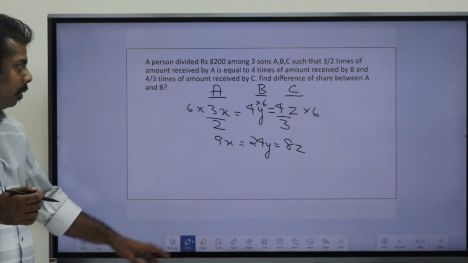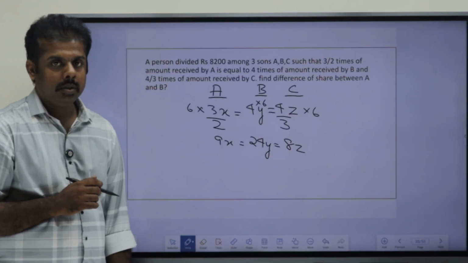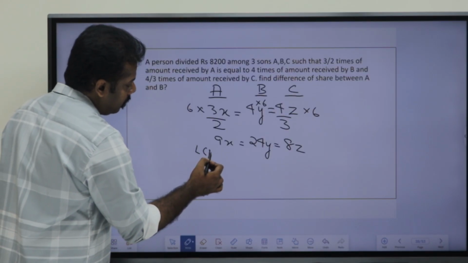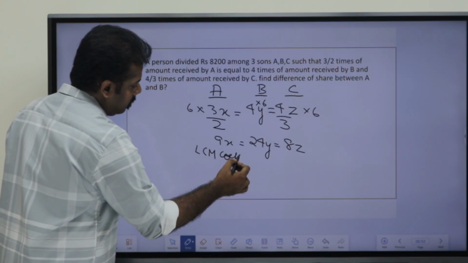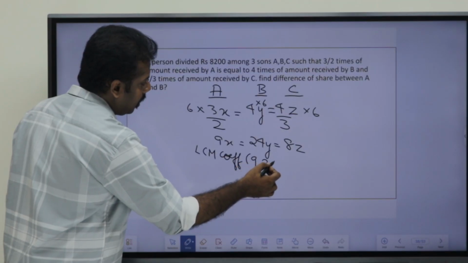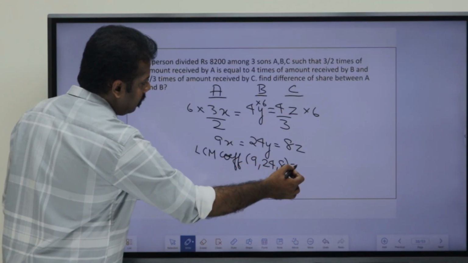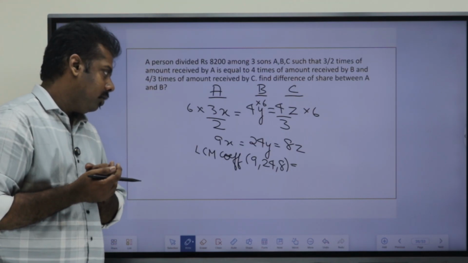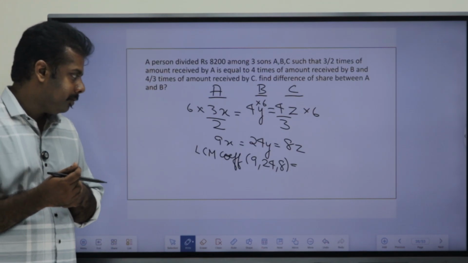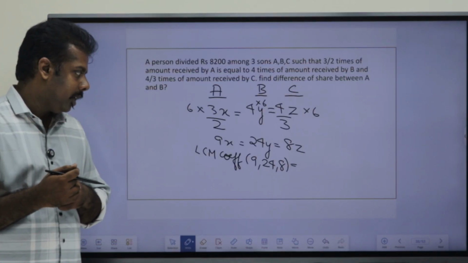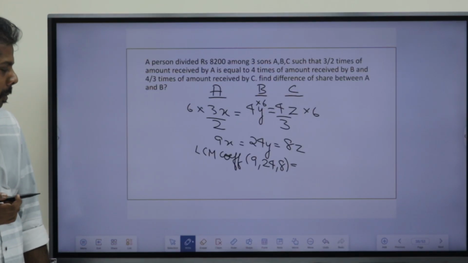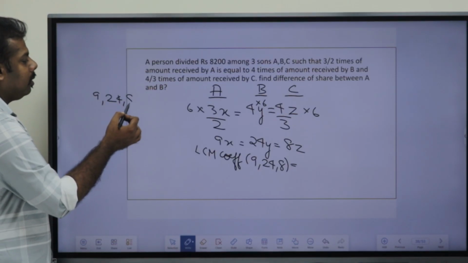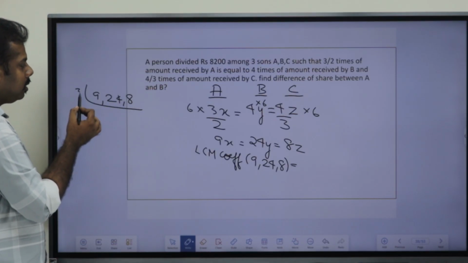Okay. Now, we know the process to find X is to Y is to Z. What was the process? First, take the LCM of the coefficients. Okay. So, here the coefficients are 9, 24 and 8. So, what is the LCM there? 9, 24, 8. What is the LCM that we are going to get? We can just find it out. What are the common terms? So, we can go with 3.